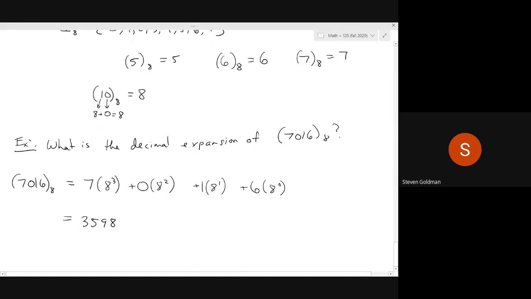Okay, so again, I'm multiplying by powers of 8 to get the decimal expansion. Why? Because this is in base 8. So I'm telling you now how to go from other bases to decimal. We did before from binary to decimal. Now we're doing from octal to decimal.